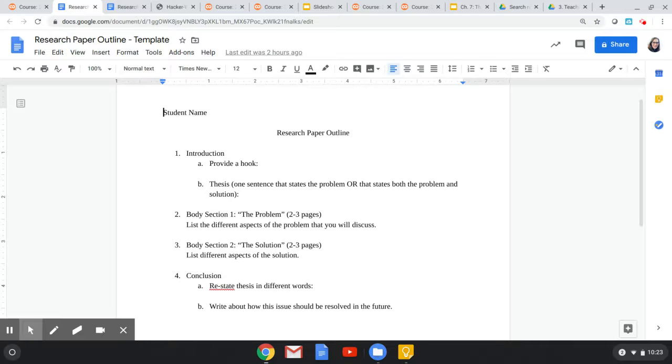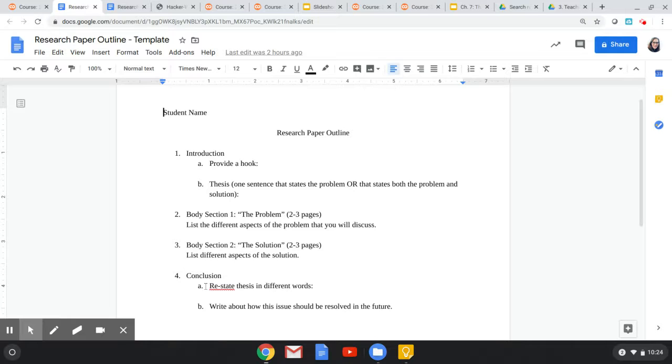So remember, this paper is supposed to be 5 to 7 pages total. However, the only part of the paper that you're going to write this week is the introduction and body section 1, which is the problem. So basically, you're going to prove to me that your particular research paper topic has some sort of a problem. Next week, you'll work on writing body section 2 and the conclusion.